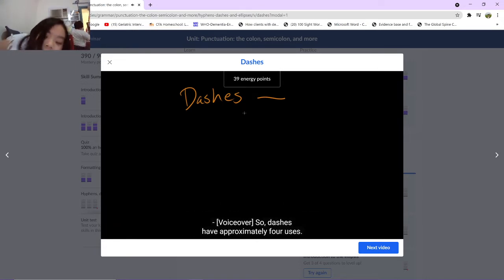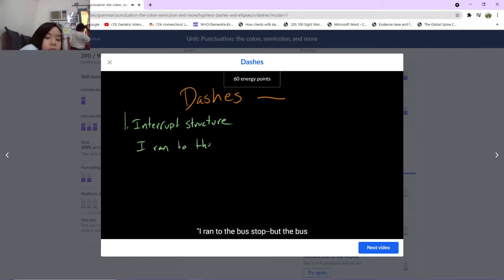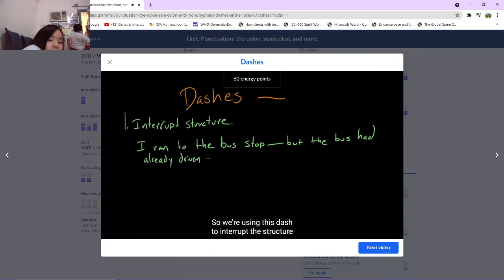So dashes have approximately 4 uses. Use number 1 is that they can mark interruptions in the structure of a sentence. As in, I ran to the bus stop, but the bus had already driven away. So we're using this dash to interrupt the structure of this sentence.